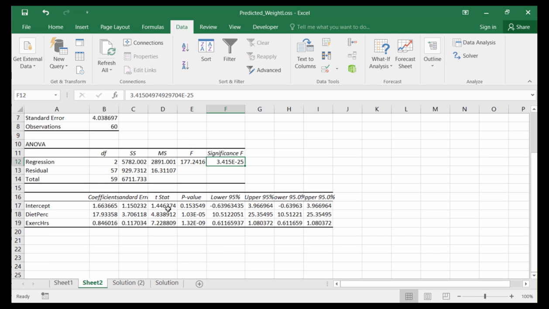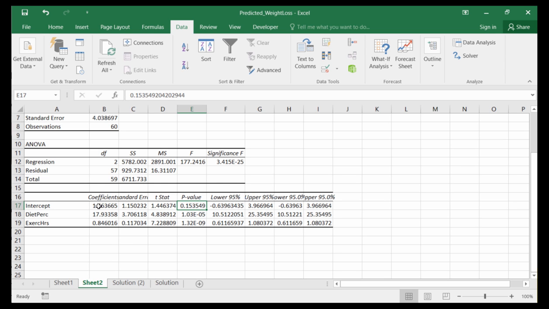If we look down here, we can also see the probabilities for each one of these coefficients. And we can see that the intercept is about a 15% chance that this intercept value coefficient is a fluke or is not systematic. But we can see that in terms of diet percent and exercise hours, these are also very, very small numbers. And so there are very low probabilities that these numbers are flukes, or that these are not systematic. So we can see that we're very confident about these numbers.